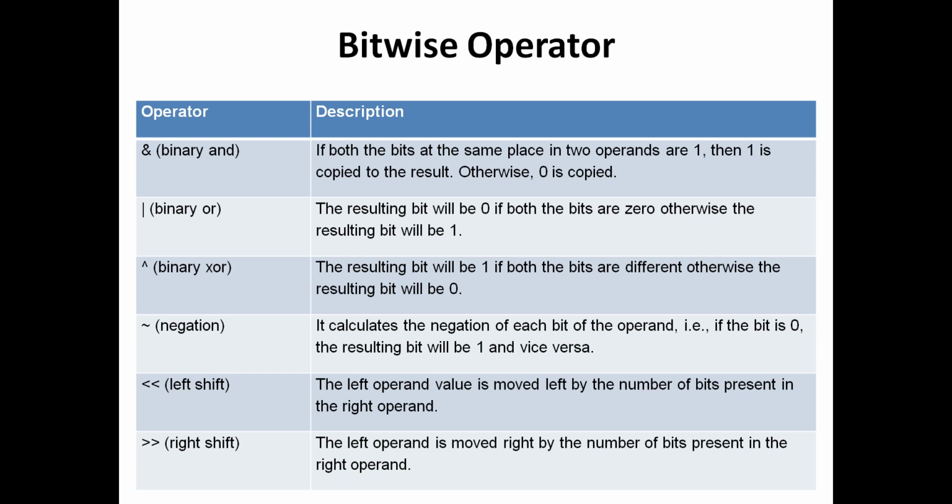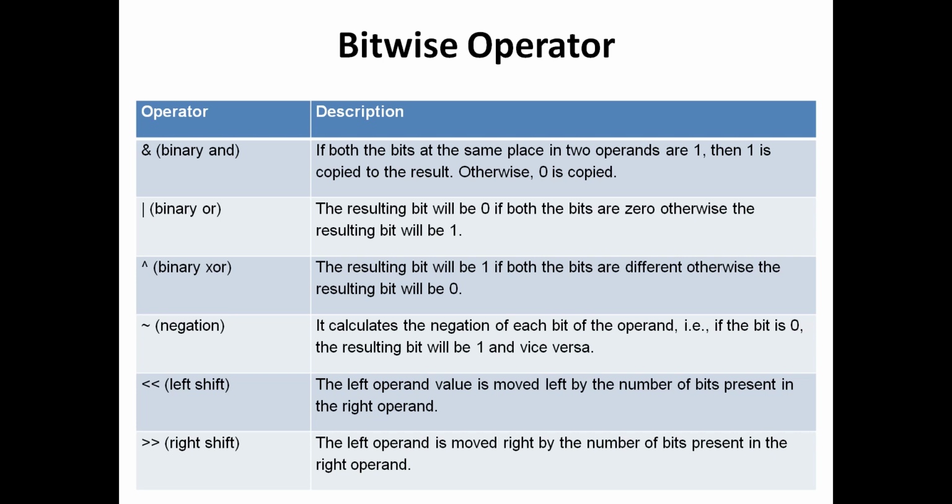Next we have the bitwise operators. The bitwise operators perform bit by bit operations on the values of two operands. So we have a few of the bitwise operators on the screen. Binary AND, the first one. If both the bits at the same place in two operands are 1, then 1 is copied to the result, otherwise 0 is copied. These are the binary operators you can see on the screen.